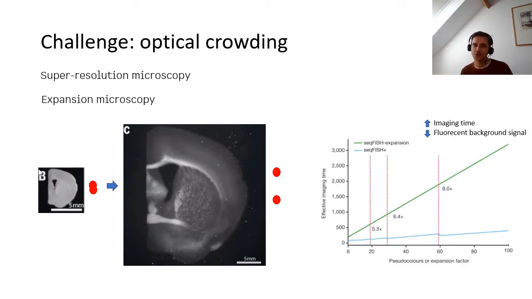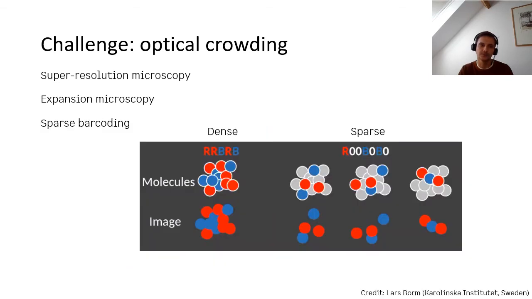And this was actually also explored by the people that developed SecFISH. They developed SecFISH expansion using this methodology. Of course, as shown in this figure, a major drawback here is that your imaging time just goes through the roof. Even for the same region of interest, your imaging times go way up. So this reduces your scalability as well, your throughput.